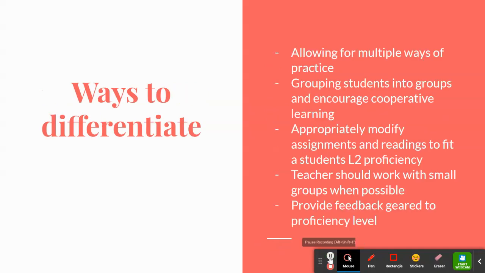For this model, there are a couple ways to differentiate, and specifically with practice and application, it works great when you have a class with many different levels of students and proficiency levels. So allowing for multiple ways of practice, grouping students into groups, and encouraging that cooperative learning.